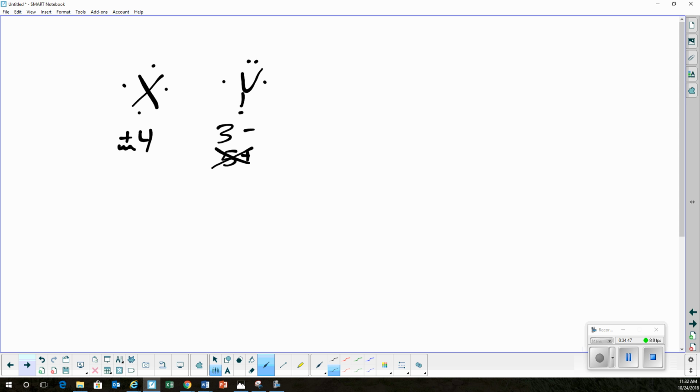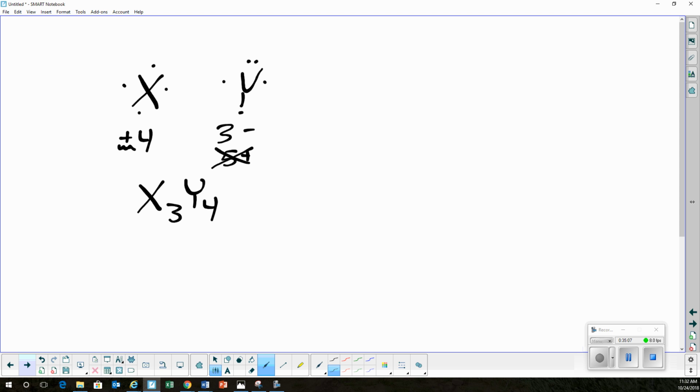Well, what's a common factor? 12, right? How do I get X to 12? 3 times it. How do I get Y to 12? 4 times it. So you should be able to do that, okay? And write it according to fictional elements, because those are fictional elements.